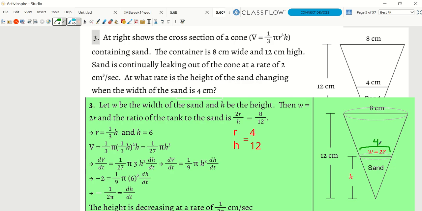Okay, that's going to be 4, that's given, and that means R right here is 2, okay, and so if R is 2, what is H? So if R is 2, H must be 6. So I plug in 6 into H, okay, over here, and I get that, okay, and I plug in -2 for dV/dt, okay, because it's leaking out, so it's negative, and you solve backwards for dh/dt.